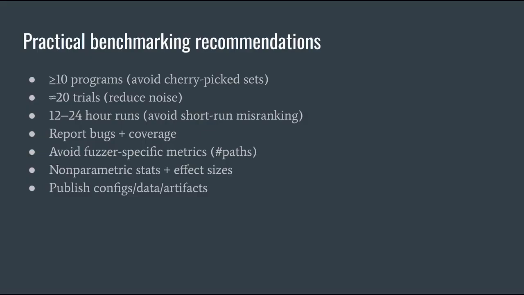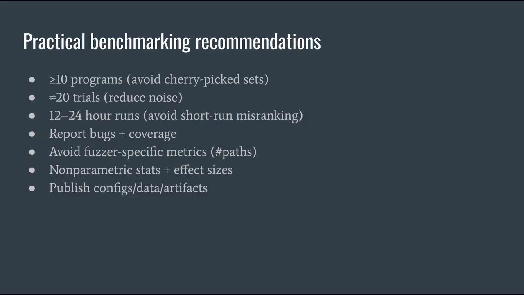First is to scale your benchmark enough to be meaningful. They recommend at least around 10 programs, and with too few programs, conclusions are unstable and highly sensitive to the specific targets chosen. More programs reduce the risk of a lucky win. Second is to run enough trials, and they recommend around 20 trials per fuzzer-program pair, because fuzzing results are noisy and single runs are not evidence. So repetition is how you distinguish real differences from randomness.